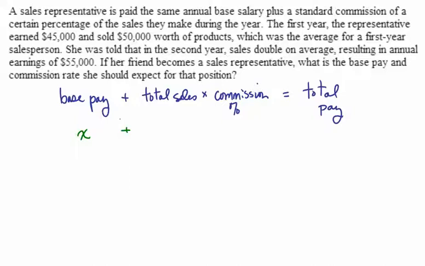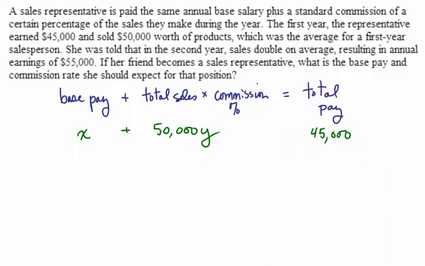Well, in the first year, you have to be careful. It says the representative earned $45,000 and sold $50,000 worth of products. Well, that earned $45,000 is not the base pay. That is going to be the total pay for that year. So we don't know what the base pay is, but we do know how much the person sold that year. They sold $50,000 worth of products. Now, we need to multiply that by the commission percent. So we're going to call the commission percent Y here, and the base pay X here.